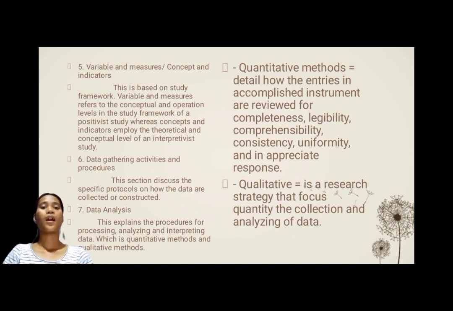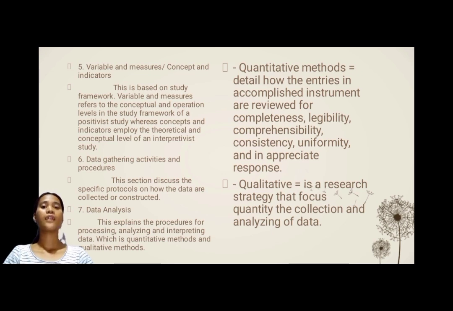This is based on the study framework. Variables and measurements refer to the conceptual and operational level in the study framework of positivist studies, whereas concepts and indicators employ the theoretical or conceptual level of interpretive studies. Gender, handedness, favorite color, and religion are examples of variable measures on a nominal scale. The essential point of nominal scales is that they don't apply any ordering among the responses.